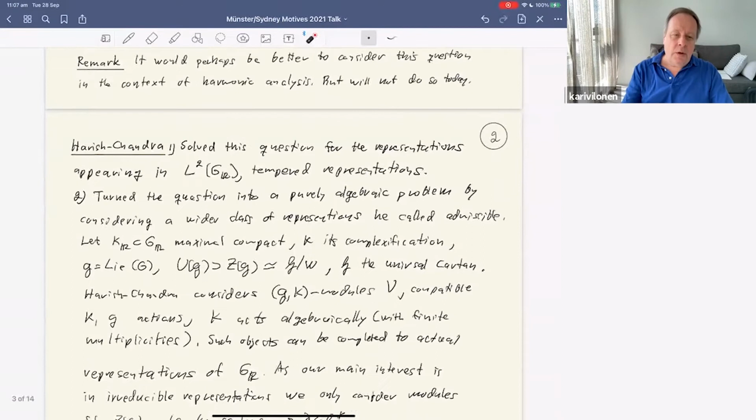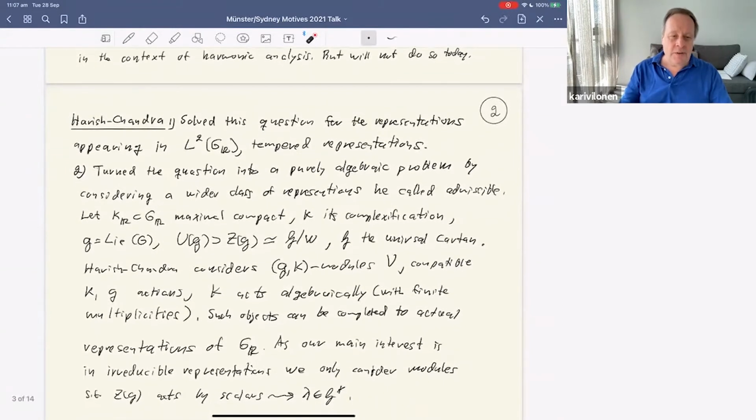Okay, so now Harish-Chandra considers (g,K)-modules. These are modules which have an action of the Lie algebra g and this group K. K acts algebraically with finite multiplicities, and these g and K actions are compatible. These are the basic objects. Such objects can be completed to actual representations of G_R. For example, all these unitary representations we are looking for come from this algebraic setup.